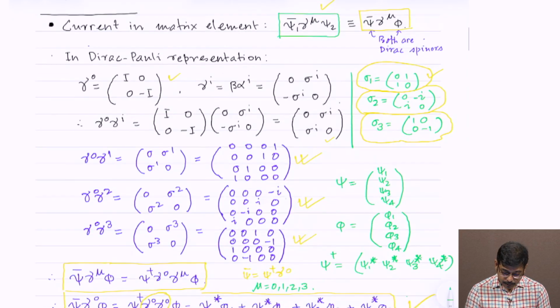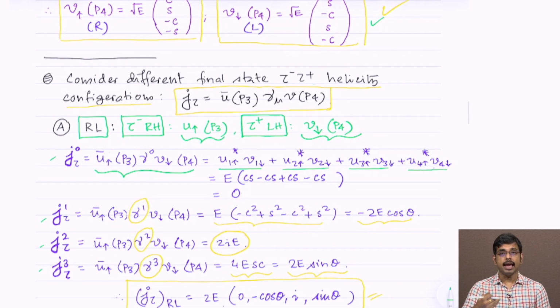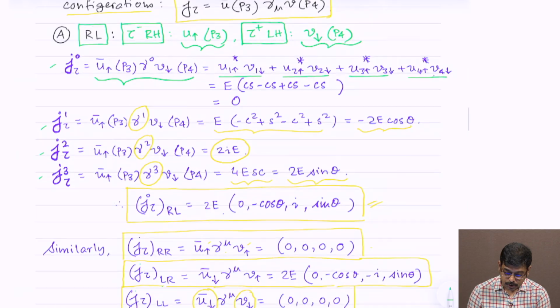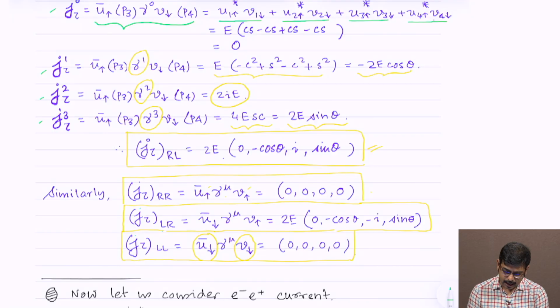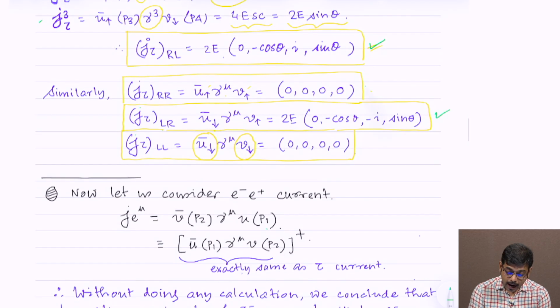We first wrote explicitly the tau current using the different helicity combinations it can get contributions from, and we saw that there are non-zero combinations of currents coming only from RL or LR. That means when tau minus is right-handed and tau plus is left-handed, and when tau minus is left-handed and tau plus is right-handed. These are the only non-zero contributions that we got, whereas the RR and LL combinations are identically 0.